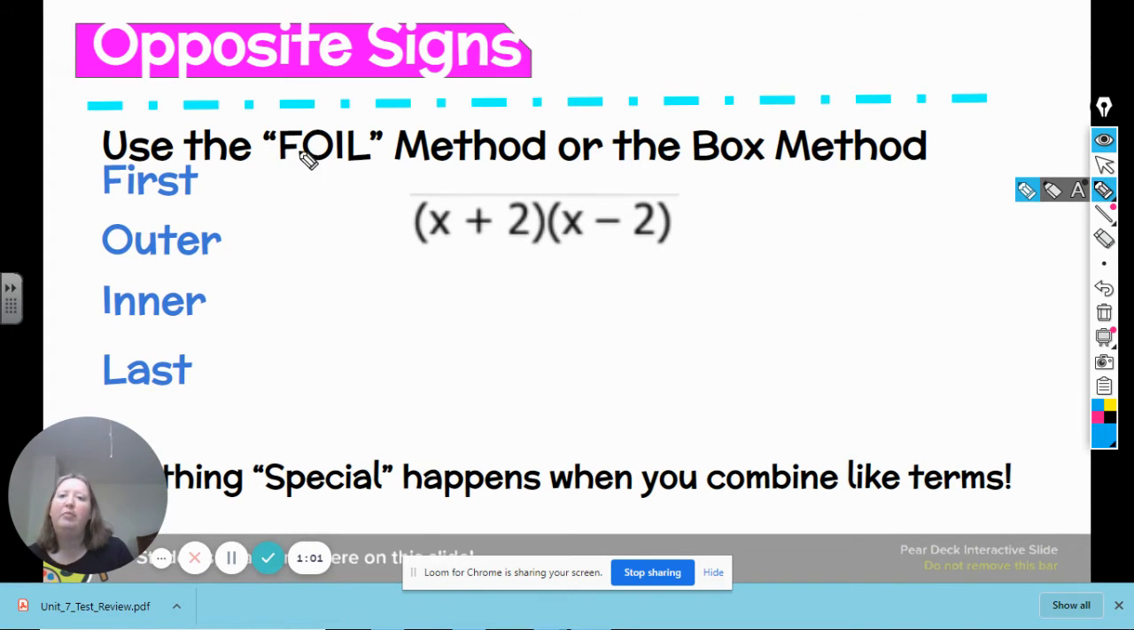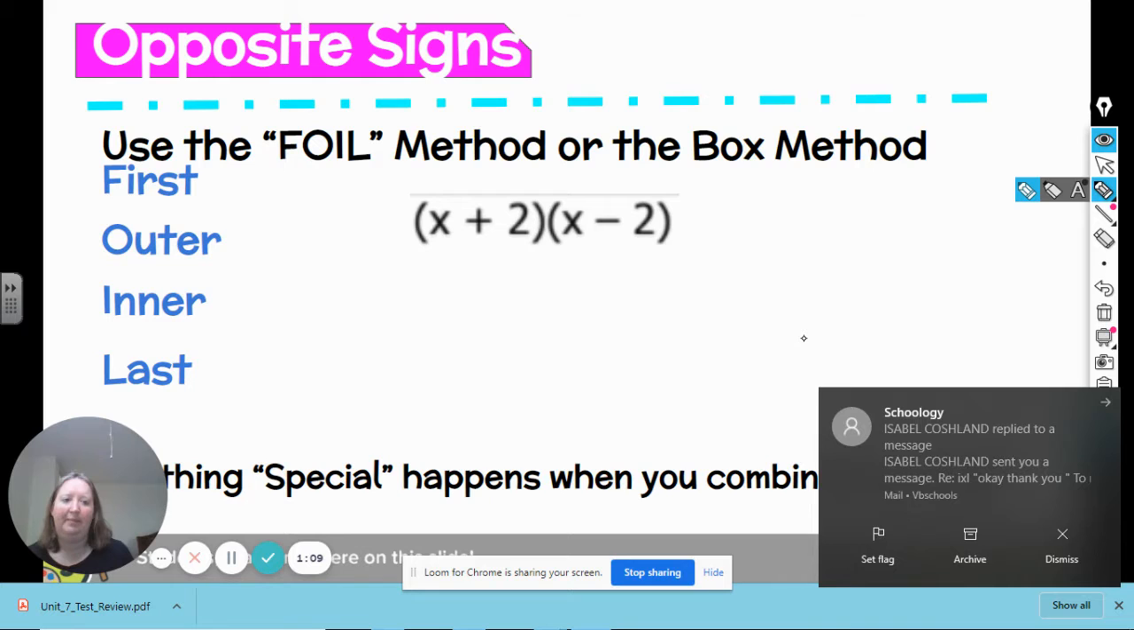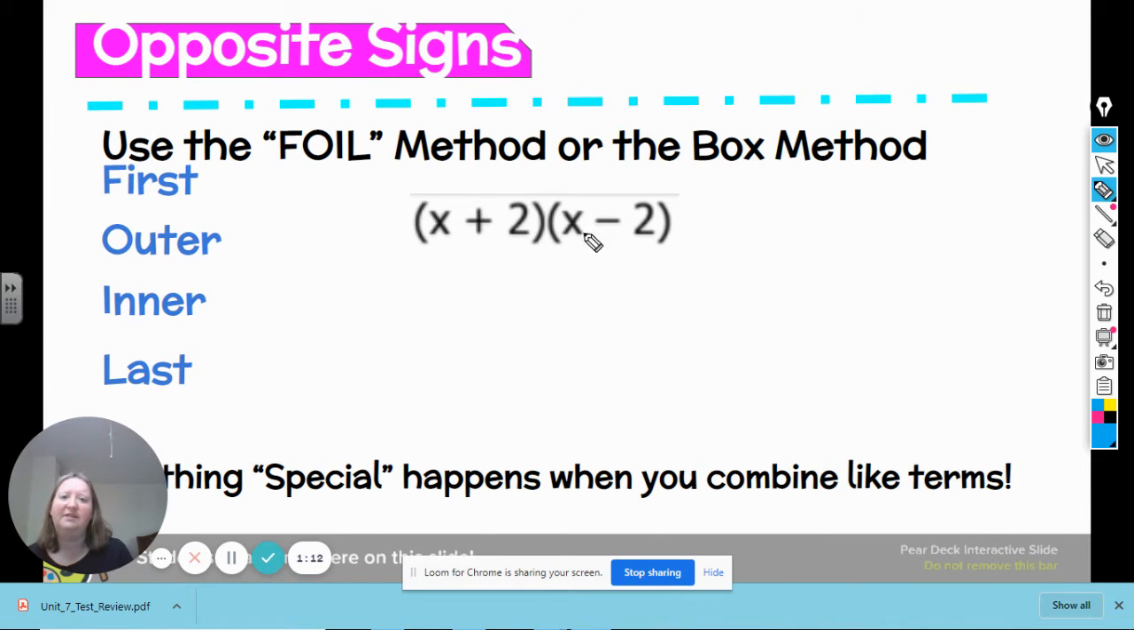Now, whatever method you use, FOIL or box method or first times first, we're just going to solve this and see what happens. So x times x is x squared, and then x times a negative 2 is negative 2x, and then 2 times x is positive 2x. And a positive 2 times a negative 2 is negative 4. Then we combine our like terms, and what's happening? They're disappearing, right? They cancel each other out. They're a zero pair. So x squared minus 4 is our final answer.